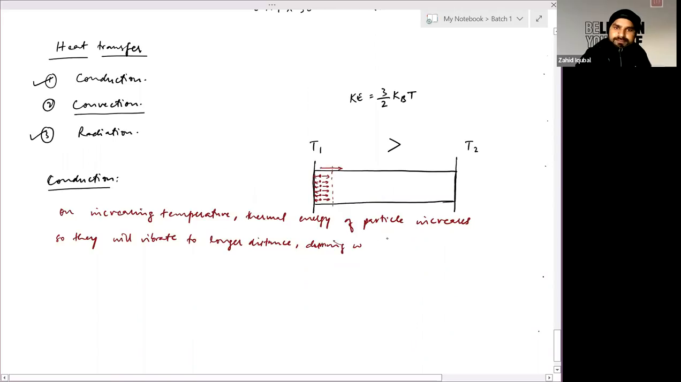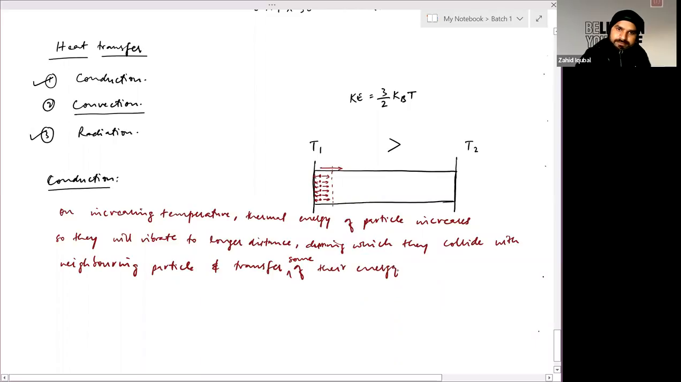During which they collide with neighboring particles and transfer some of their energy. This process continues till heat from one end got transferred to the other.